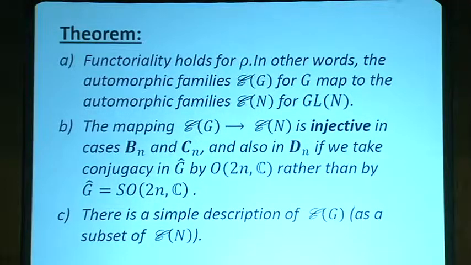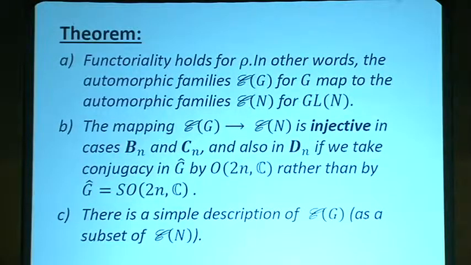Functoriality, the principle of functoriality, so remember that applies to two different groups and a homomorphism of the first dual group into the second dual group. And so the assertion is that functoriality holds, as I've defined it in that very precise form, for this rho, this natural embedding. In other words, the automorphic families C sub G for G map into the automorphic families C sub N for GLN. So that's the main import of this theorem.